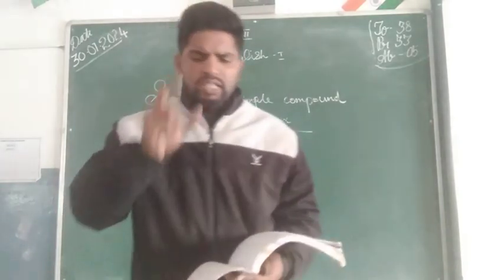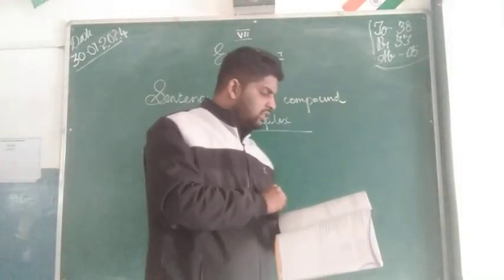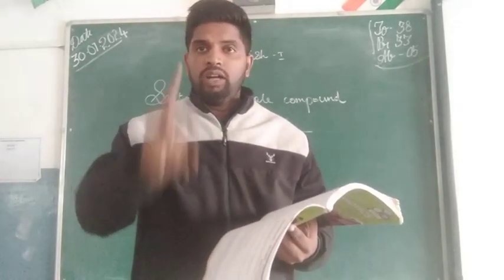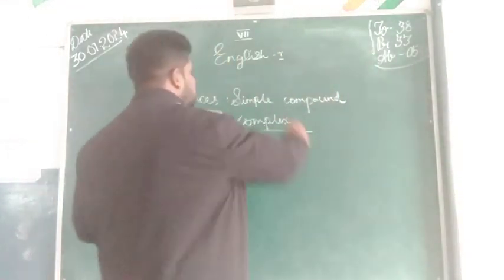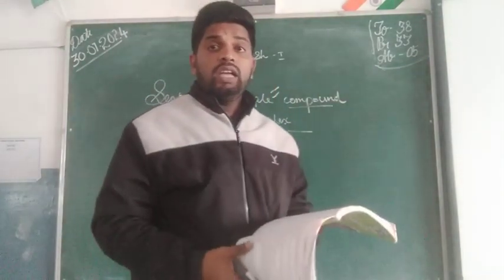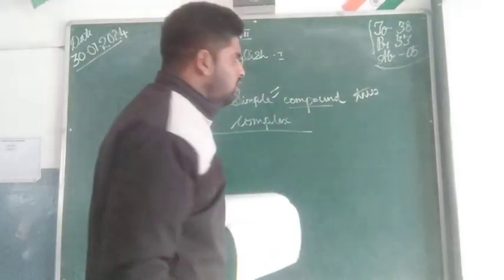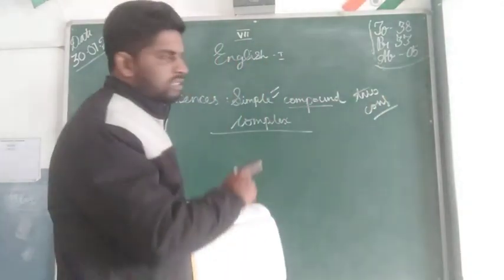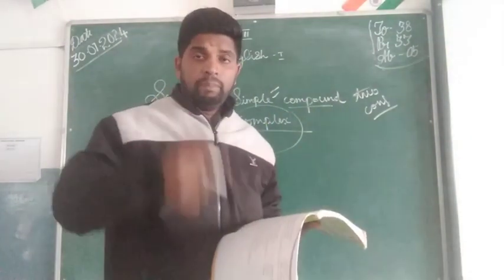In this chapter, keep three things in mind: simple sentence, compound sentence, and complex sentence. A simple sentence consists of only one clause, an independent clause. A compound sentence has two independent clauses as well as a conjunction, which we have to use. And a complex sentence has one or more dependent clauses.